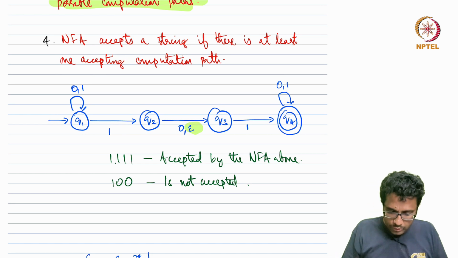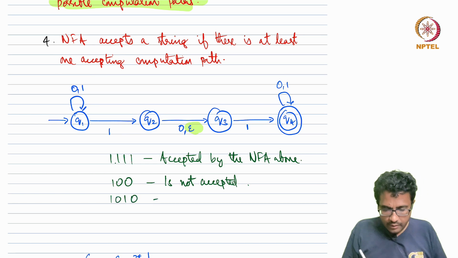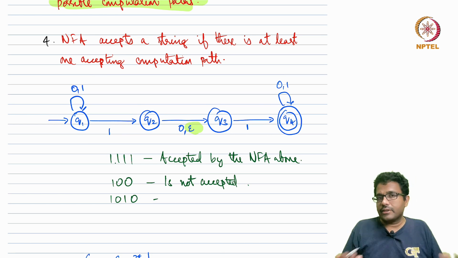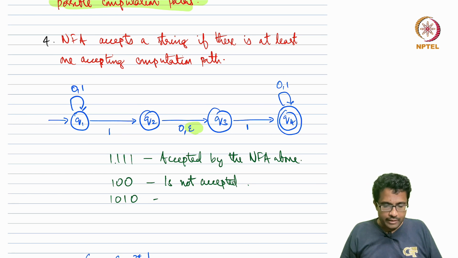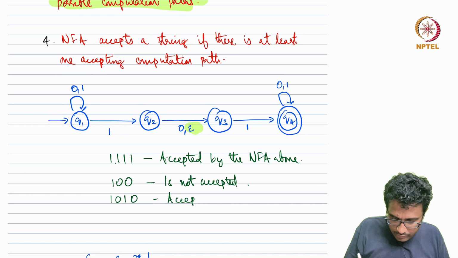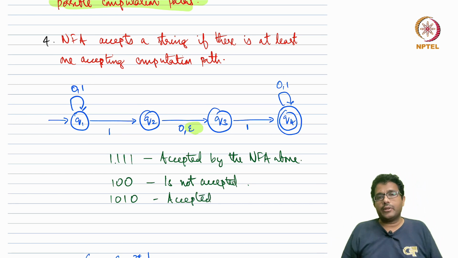Right? So maybe let's say some other string, let's say 1010. Of course, it's always an option to remain at Q1 throughout, but that is not good enough because it doesn't take you to the accepting state. So for 1010, the 1 takes you to Q2, 0 takes you to Q3, 1 takes you to Q4, and then 0 keeps you at Q4, the self loop. So this is accepted, because on 101 you move to Q4 and on the last 0 you remain at Q4.